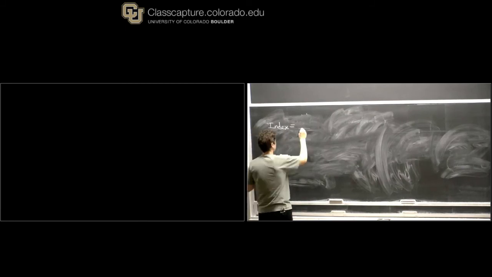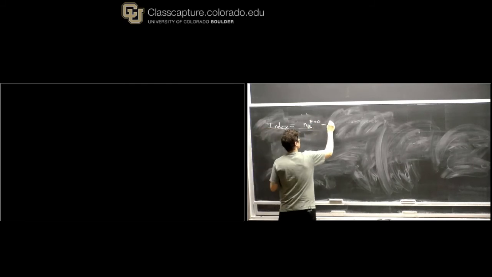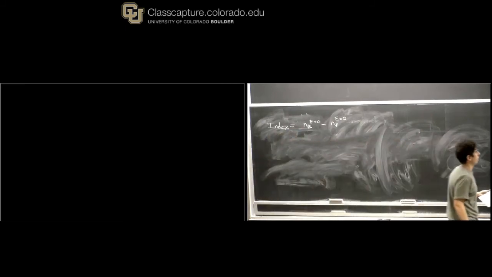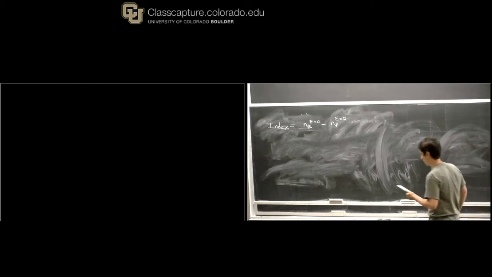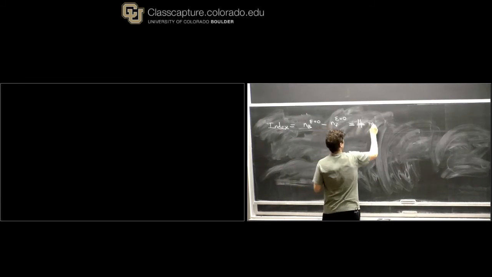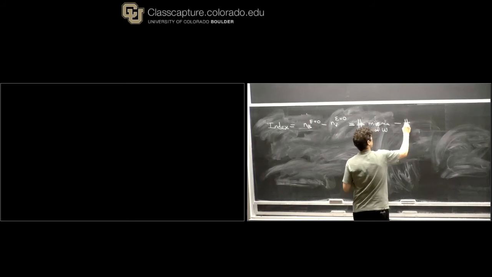Okay, so it was by definition the difference between the number of bosonic and fermionic ground states. So here, when did we have a bosonic ground state? We had a bosonic ground state whenever we had a minimum of W, and we had a fermionic one whenever we had a maximum of W. So this is equal to the number of minima minus the number of maxima.